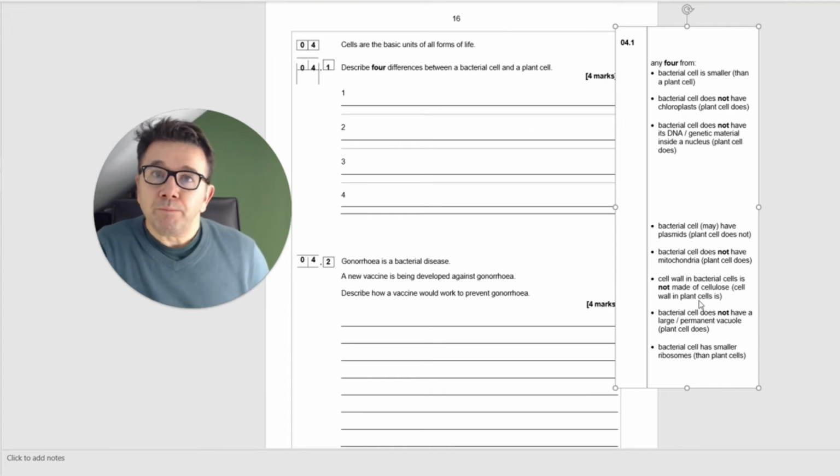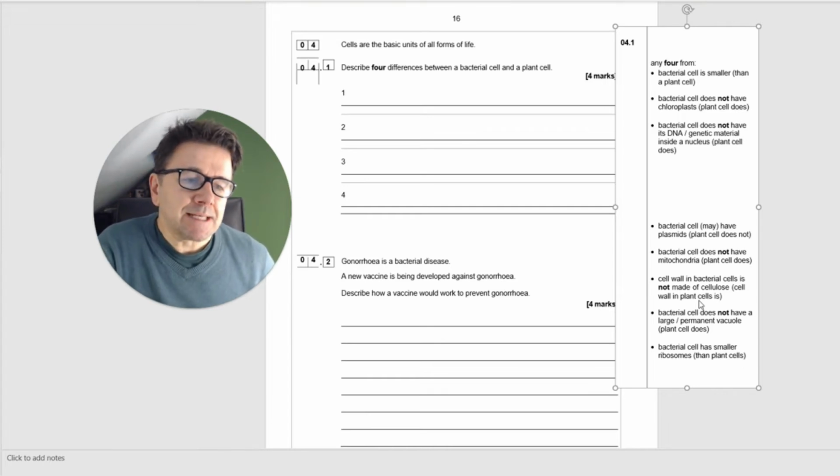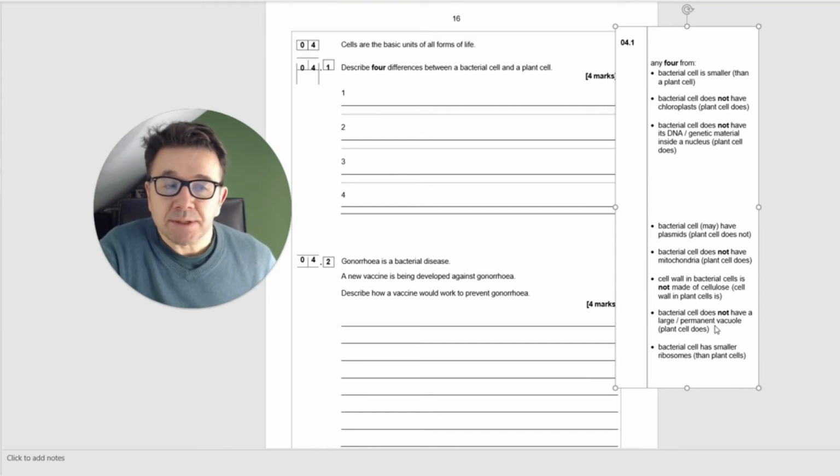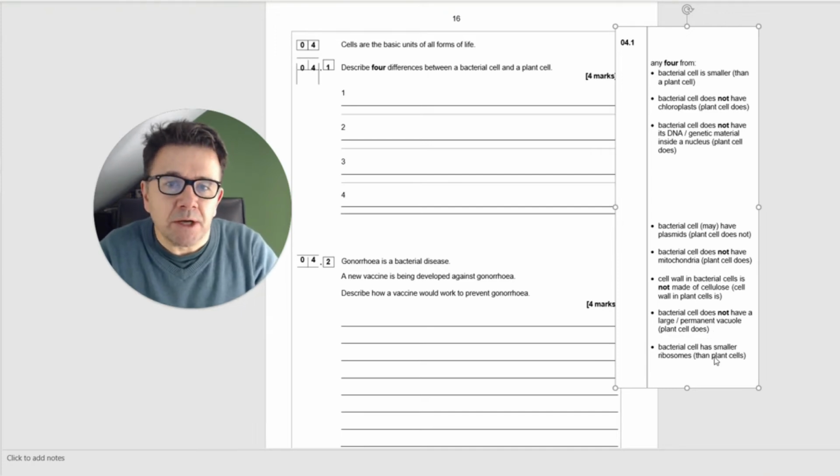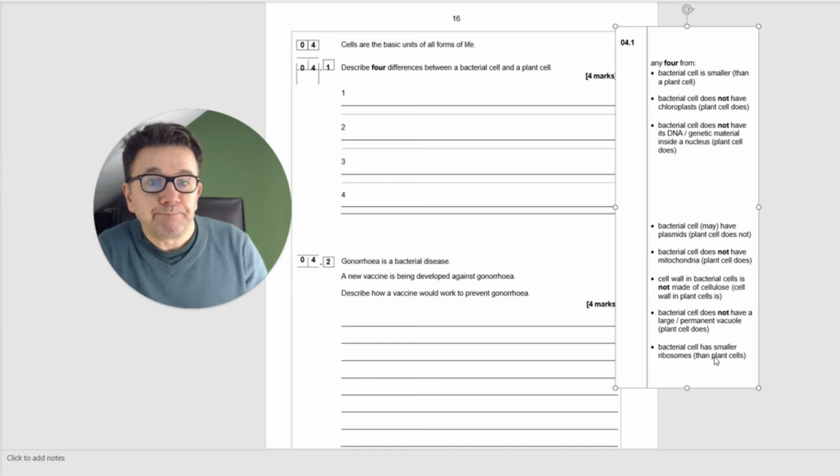Both have a cell wall, but the bacterial cell wall is different, because the plant cell wall, you'll know, is made of cellulose. Bacterial cells do not have a large permanent vacuole. And also, the bacterial cell does have ribosomes, but they are smaller.